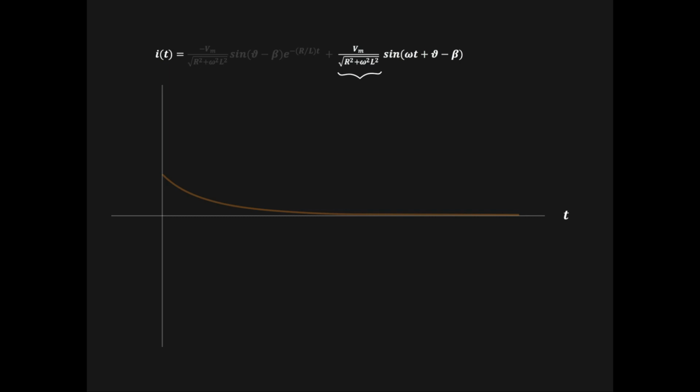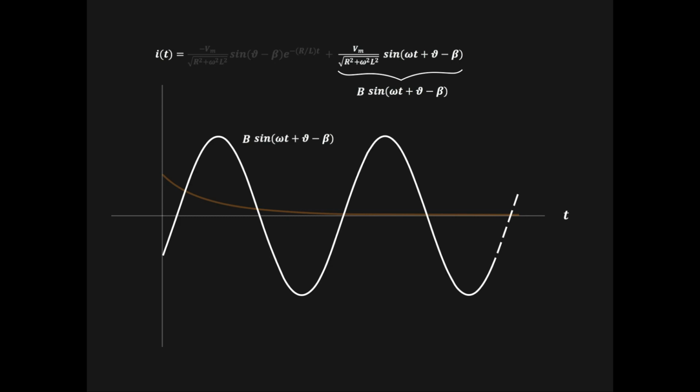The coefficient of the second term also does not possess a t variable. Therefore, it evaluates to the constant b, to distinguish it from the constant associated with the first term. The second term reduces to the product of b and the sine function. The graph of this term is a sinusoid. The intercept is a product of b and the sine of theta minus beta, since at t equals 0, the argument of the function reduces to theta minus beta. This term is referred to as the steady state component because it persists as time elapses.